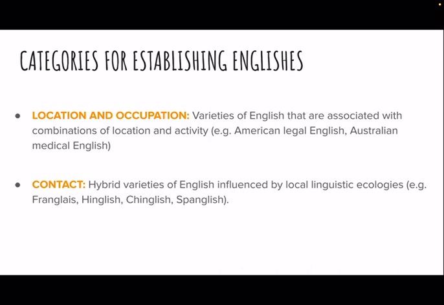Then we have a combination of location and occupation. So these are varieties that are associated with not only where you are, but also the job that you have. So for example, American legal English, Australian medical English. And then finally, contact varieties. So these are hybrid varieties of English that are influenced by the local linguistic ecologies. For example, Franglais, Hinglish, Chinglish, and Spanglish.